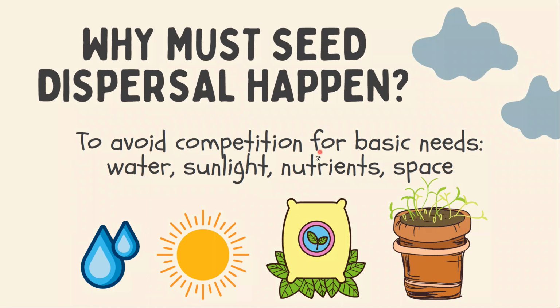Okay, next would be nutrients. Nutrients in terms of fertilizers that farmers put into their crops to make them healthier. And last but not least, of course, space. Imagine if I were to plant 100 seeds in this one small potted plant. Will it survive, or will only some of them thrive? So it's a competition overall. So that is why seeds must be dispersed.